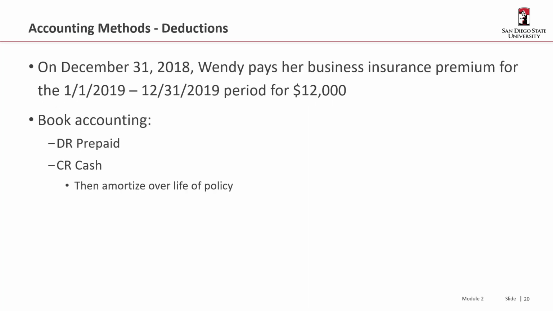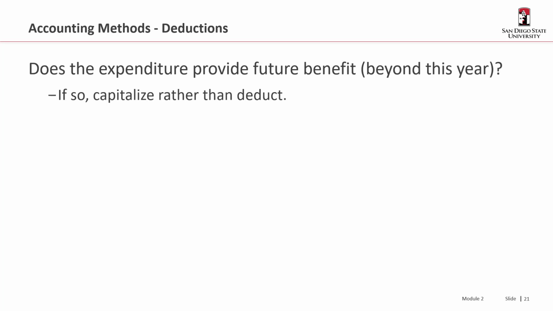So on December 31st, 2018, Wendy pays her business insurance premium for the entire calendar year 2019 for $12,000, right? So insurance is often a prepayment. They kind of require you to pay for insurance before the premium period begins. So what does the book accounting look like? Well, you would debit prepaid and credit cash, and then you would amortize that prepaid insurance over the life of the policy. So let's say, 1/12 every month kind of thing. So does the expenditure provide a future benefit? Yeah, well, yeah, it does, right?